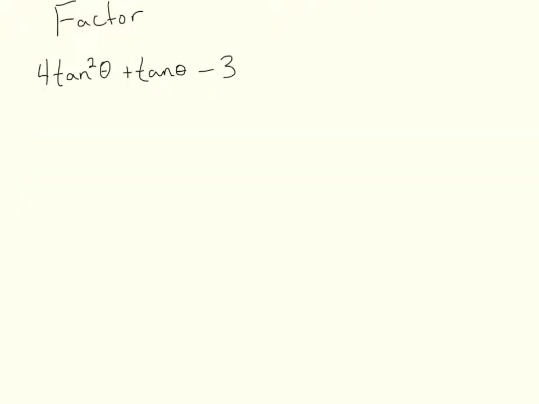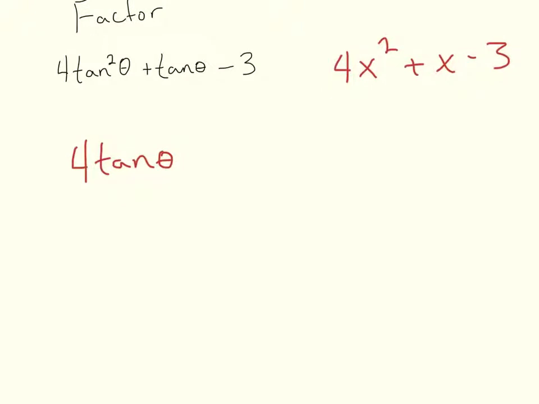Let's say we want to factor 4 tangent squared theta plus tangent theta minus 3. Well, this is the same as if we wanted to factor 4x squared plus x minus 3. And we know how to factor that. Go back to Algebra 1, use whatever method you want, whether you multiply the 4 and 3 together to get a factor pair that adds up to 1, or another method. This is going to be the same thing, but instead of x, we're just going to have tangent theta. So this factors into 4 tangent theta minus 3, and the other factor is tangent theta plus 1.